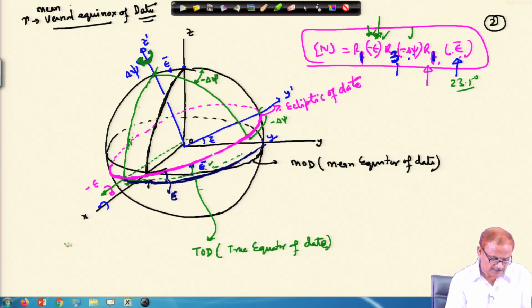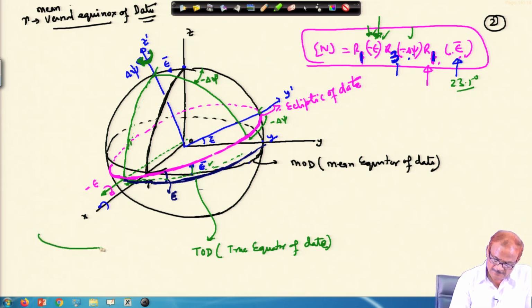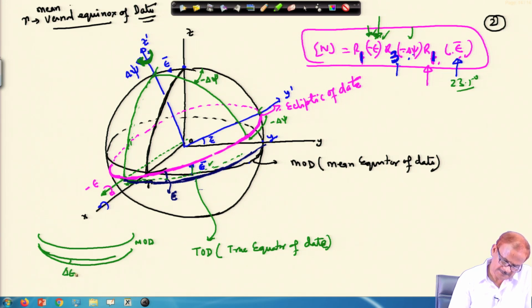so what I will show is that if this is the MOD, mean equator of date, and the true equator of date lies somewhere like this, okay. And if we draw a parallel to the mean equator here, this angle is approximately delta epsilon.